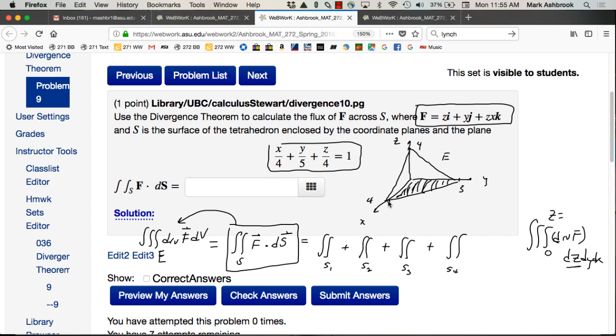So you're going to have to write the equation of this line: 5 minus 5/4 x or something like that. Anyway, then you're going to have your double integral over the region projected into the xy plane. So the algebra may get kind of long and tedious, but it's probably still easier than doing these 4 surface integrals separately and adding them together.